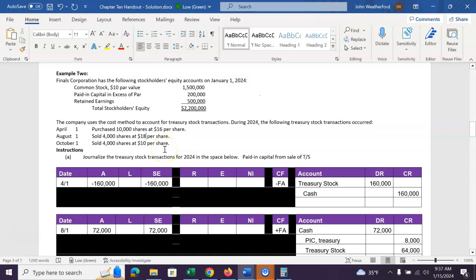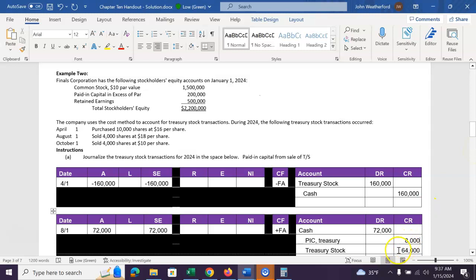Remember I said earlier, when we do that, we can't call it a gain on the income statement like Finals Corporation would had they sold some shares of Coca-Cola at a gain. That would show up on their income statement. But here, instead, it's not a gain on the income statement. We just increase a new stockholders' equity account. And that one is called paid-in capital from sale of treasury stock. And we'll increase it here by $8,000, the amount it takes to balance the entry, right?